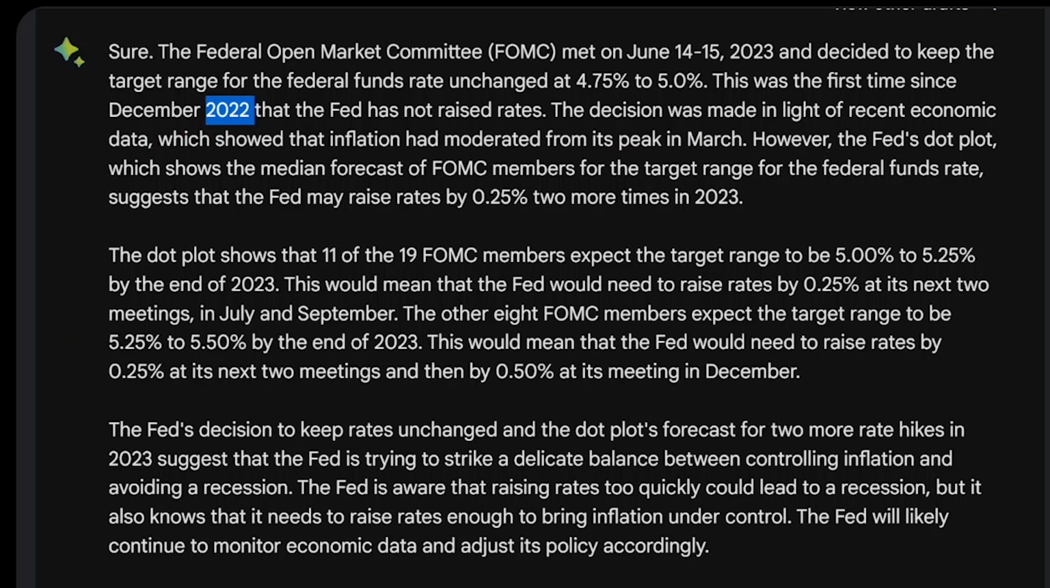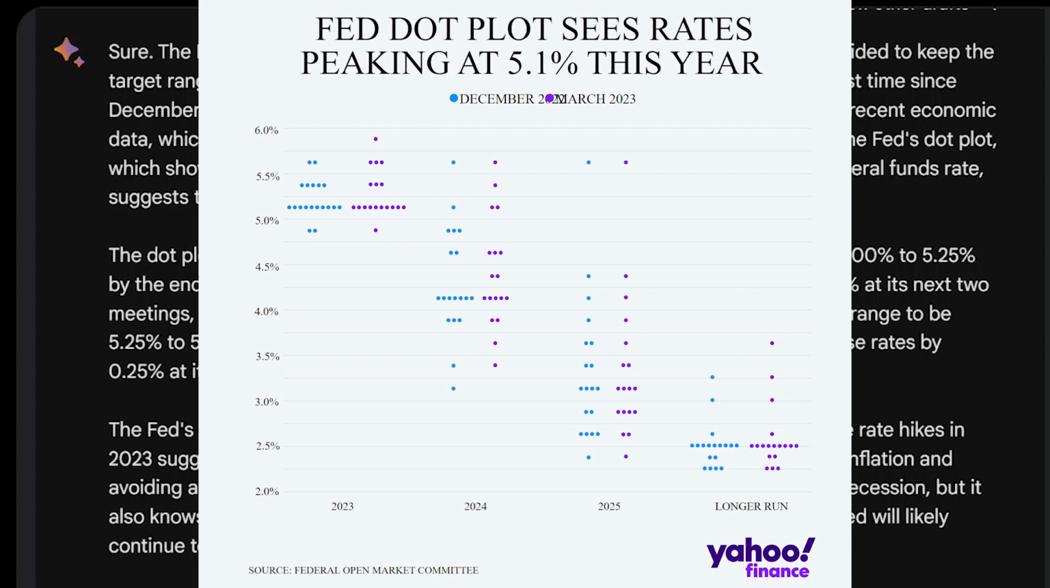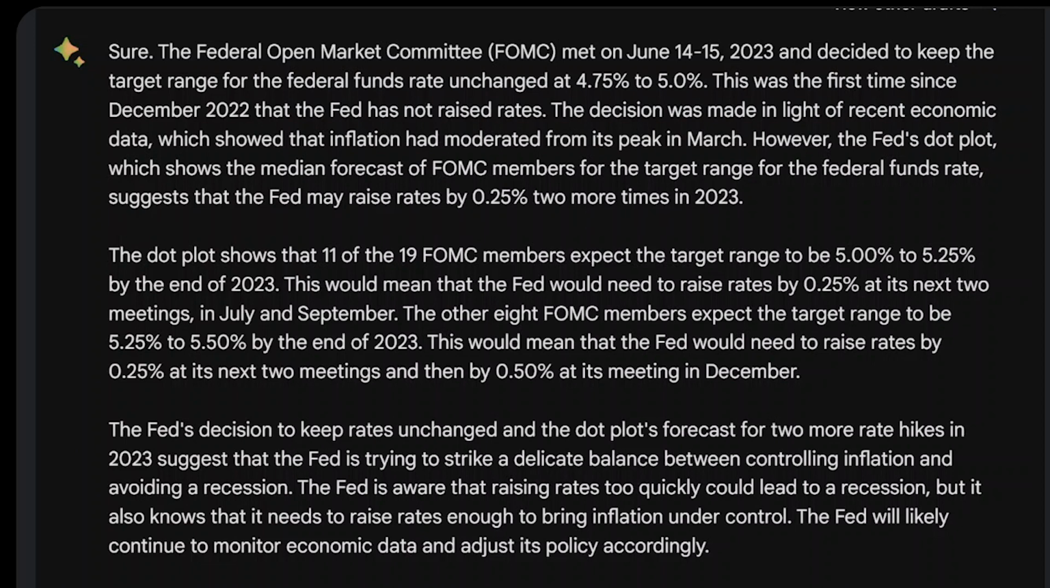The decision was made in light of recent economic data, which showed that inflation had moderated from its peak in March. However, the Fed's dot plot, which shows the median forecasts of FOMC members for the target range for the federal funds rate, suggests that the Fed may raise rates by 25 basis points 2 more times in 2023. If you look at the dot plot, it shows that 11 of the 19 FOMC members expect the target range to be 5% to 5.25% by the end of 2023.